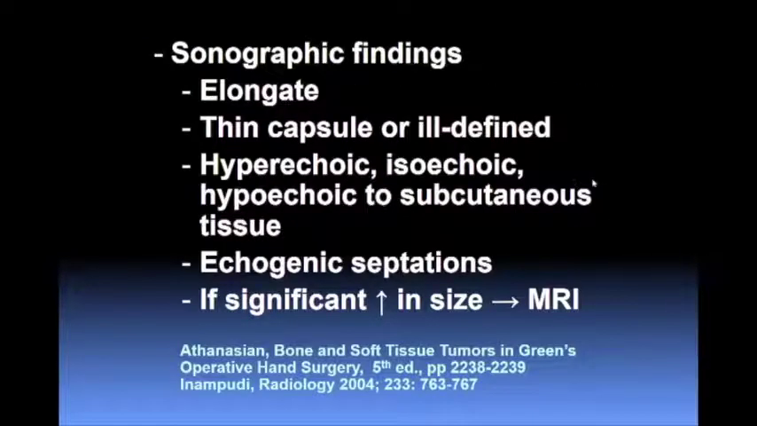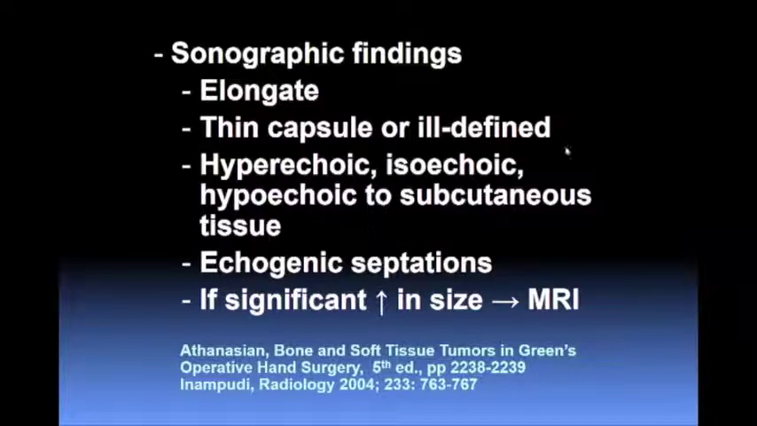They tend to be more elongate. They may have a thin capsule, but sometimes they're so ill-defined it's difficult to even put cursors on these and figure out where they begin and where they end. And in other parts of the body, we often just describe this as asymmetric adipose tissue because you really can't measure it and you don't see a difference in the echogenicity of that area compared to other areas of the subcu tissue. But these can be hyperechoic, isoechoic, or hypoechoic to subcu tissue.